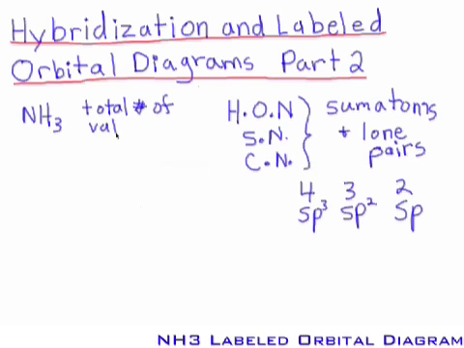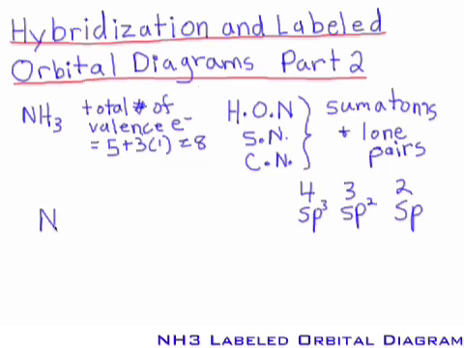So our total number of valence electrons. Nitrogen has how many valence electrons? Nitrogen has 5. And then we've got 3 times, how many valence electrons for hydrogen? 1. 3 times 1. And so we get 8 valence electrons. So it looks like this is going to be a pretty easy Lewis structure.